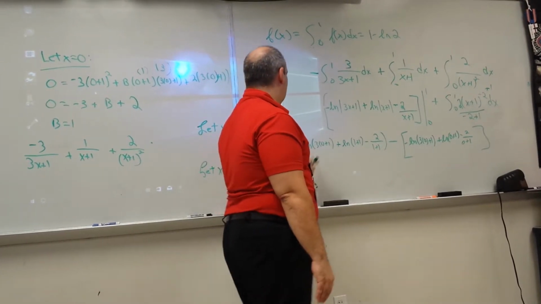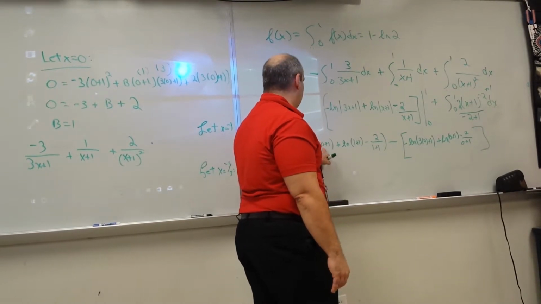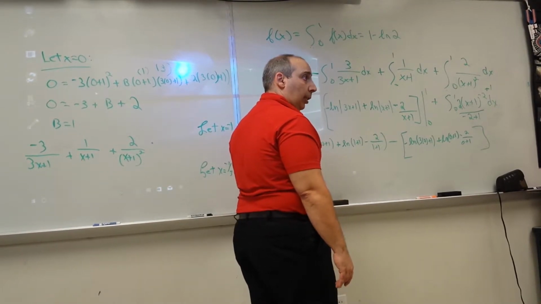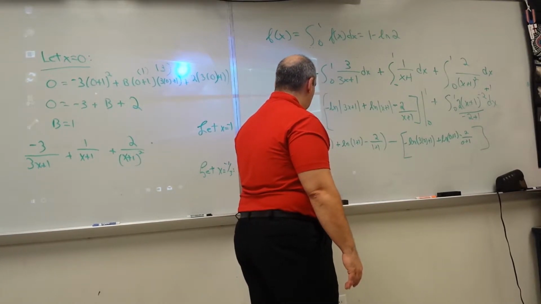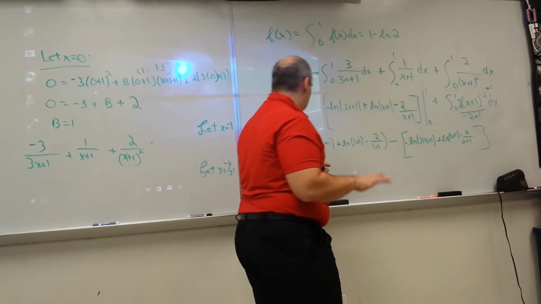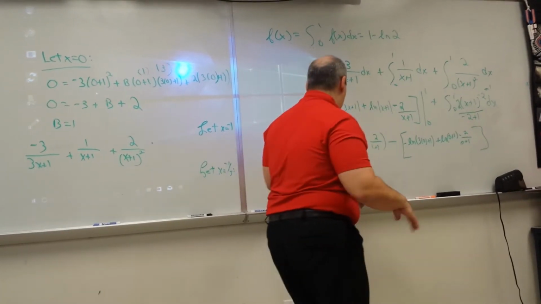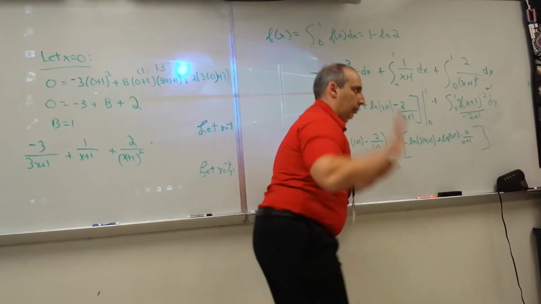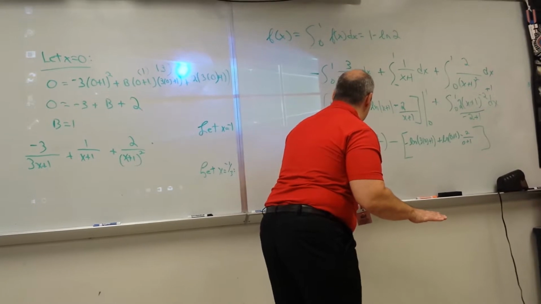Then we just have to clean it up. So 3 times 1 is 3, plus 1. This is the minus natural log of 4, minus ln of 4, plus ln of 2, minus 1. Good. And then minus all that mess here.